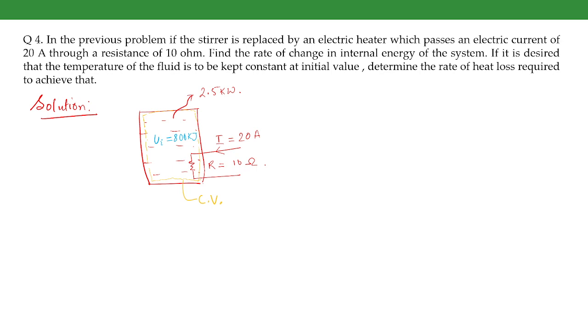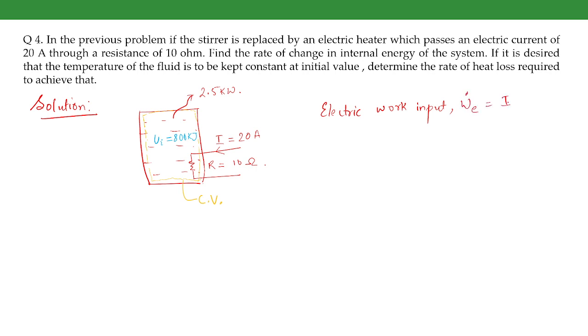Okay. So the pedal has been replaced by an electric heater, and the internal energy was initially 800 kilojoule like the previous problem, and it is losing heat at the rate of 2.5 kilowatt. So what is the electric work input? The rate of electric work input. Let us denote it as W_E dot.